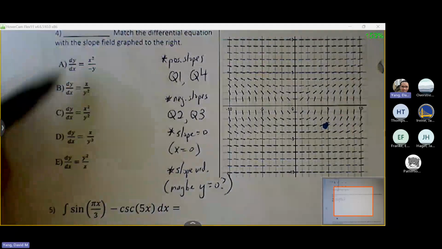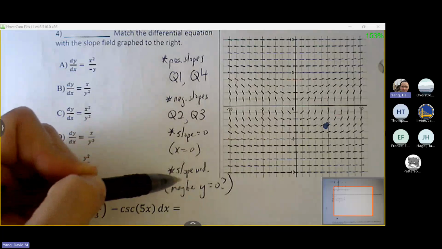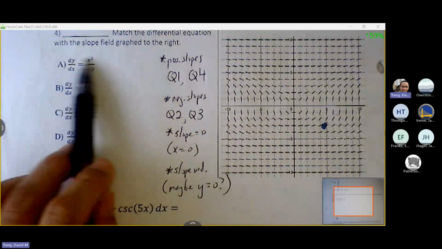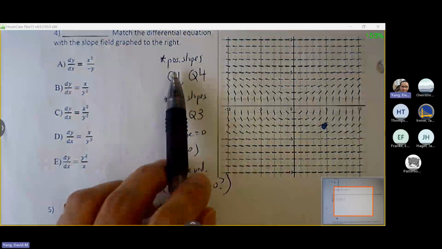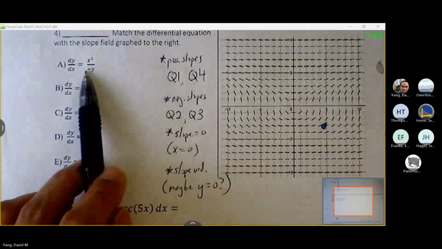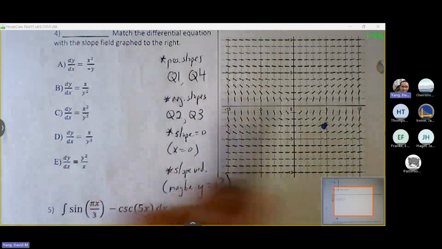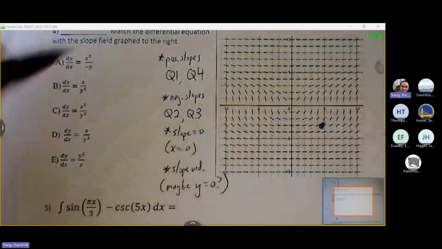So we would like to eliminate some choices that are obviously conflicting with what we see in front of us. Is the first answer choice going to give me a positive slope in quadrant 1? What happens if I plug in ordered pair 1, 1? I'll get a negative, right? I don't see any negative here, so this one can't be it.